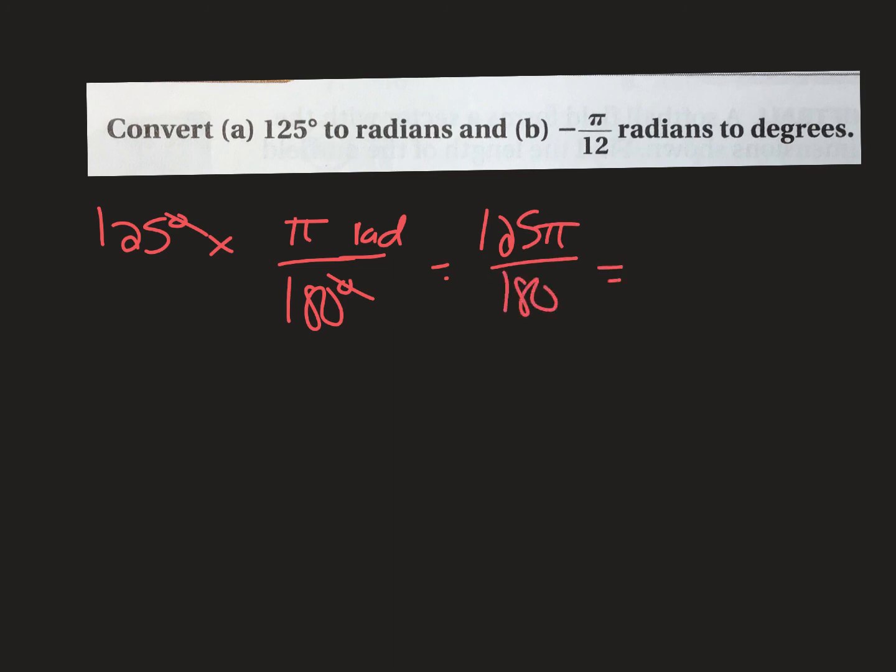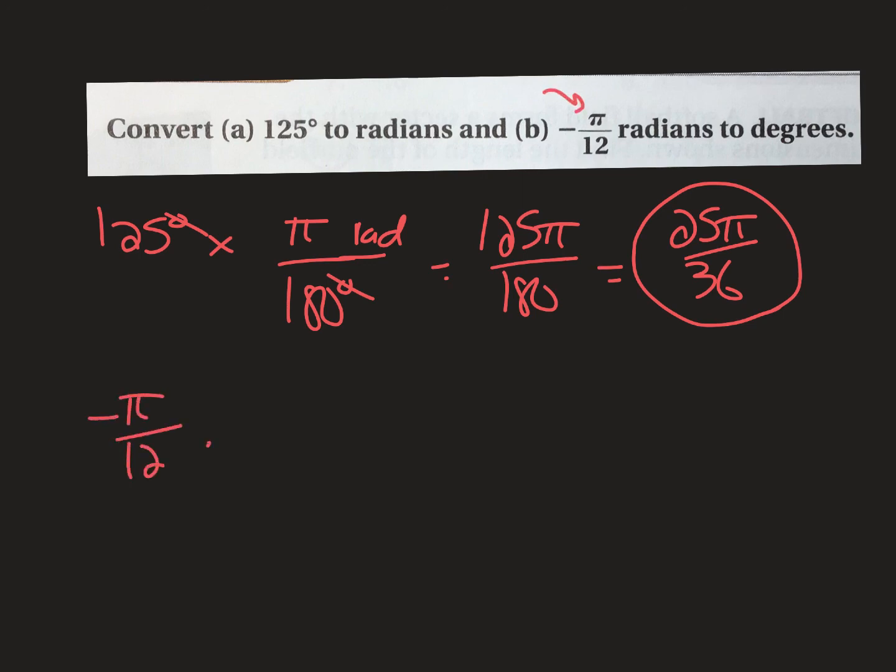So I'm just going to simplify the 125 over 180, put it in lowest terms. 5 goes into both of those. This is going to be 25 pi over 36 because 5 goes into 125 25 times and 180 36 times. Now the second part says let's change negative pi over 12 radians to degrees.